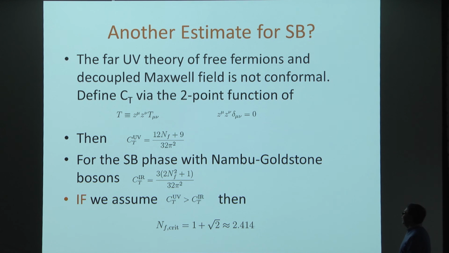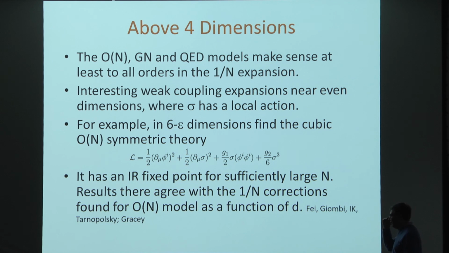Okay, so now just a final comment. I've been talking about extrapolating between 2 and 4 dimensions, but some of the work we've been doing is going above 4 dimensions. And then this whole picture with this Hubbard-Stratonovich field actually is valid even high above 4 dimensions. For example, you can push the O(N) model to 6 minus epsilon dimensions, and you get this renormalizable field theory, which we checked works to all orders in 1 over N.